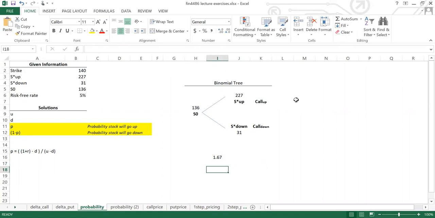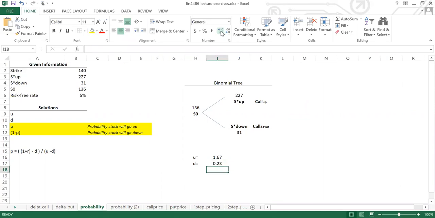Now, what is down? So this is u. Now, down, conversely, is that value which you multiply the stock price today by, and it lets you identify what the stock price will be like in the bad state of the world. So you can get that by dividing the stock price in the bad state of the world, this is 31, by the stock price today, and that gives you 0.23.